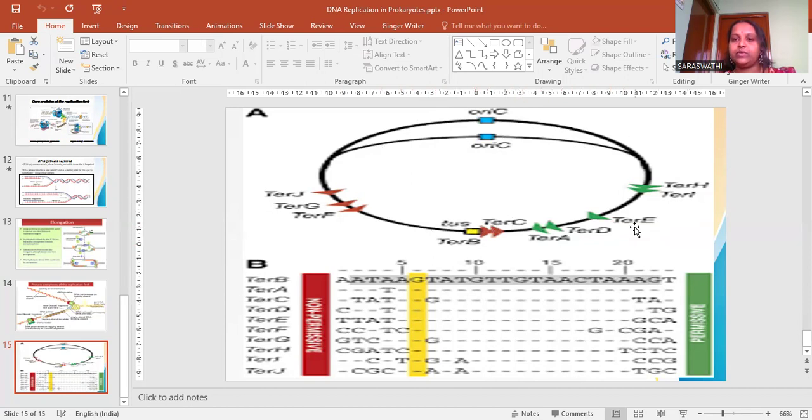We have on one side the Ter sequences, and on the other side a different kind of Ter sequences. Whenever the replication forks move in opposite directions, clockwise as well as anti-clockwise, and the forks coincide, it will start terminating with the help of the Tus proteins as well as the Ter sequences. So these are the Ter sequences. The Tus protein is required, and based on the signal it will stop the DNA synthesis.